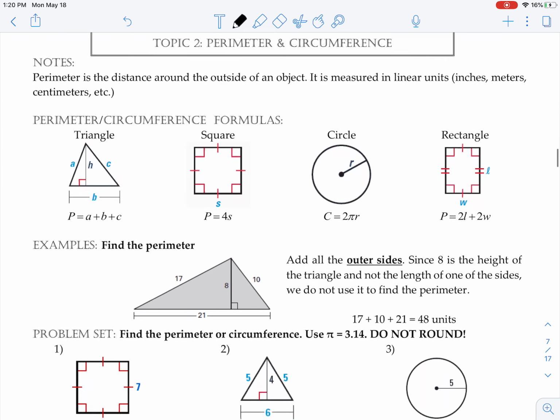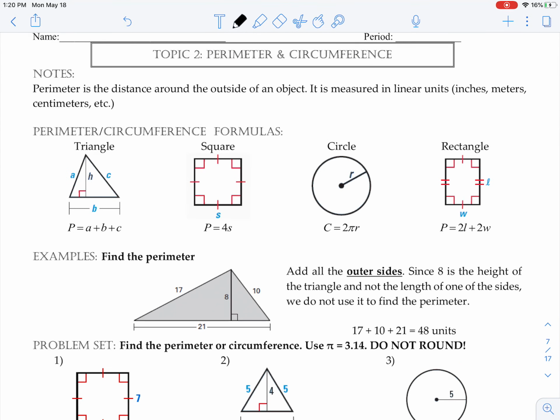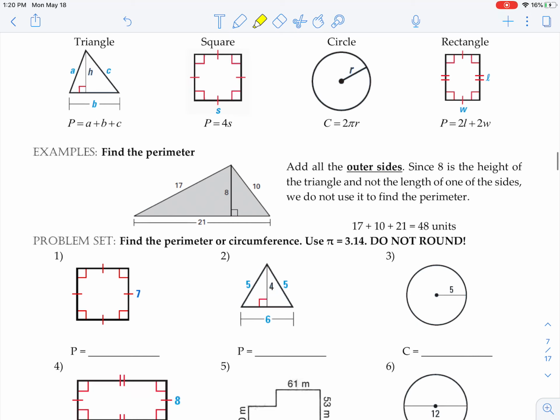We have about 10 minutes left, and this topic is perimeter and circumference. So perimeter, add up all the sides. Really that easy. The perimeter is the distance around an object. It is measured in linear units. So that means inches, meters, feet, miles, centimeters, etc. So that's what perimeter is. To find the perimeter, add all the outer sides. Find the sum of the lengths of the sides.